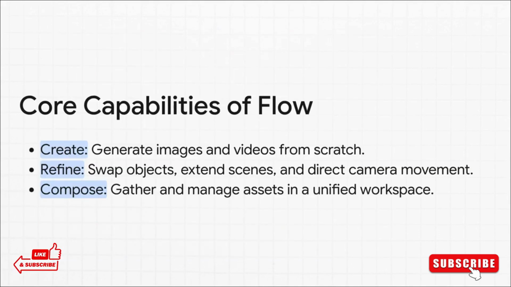So you've got this awesome trio of features, right? You can create stuff from scratch, you can refine it, swapping out objects, moving the camera, and then you compose it all in one place. It gives you incredible control. But, and this is the big but, how do you do all of that at scale?